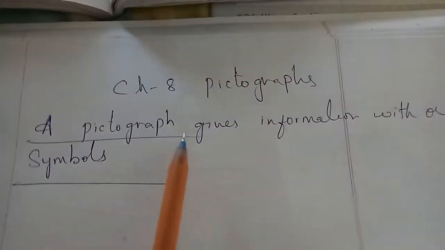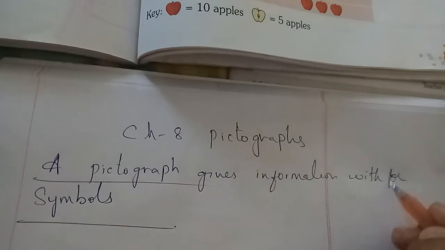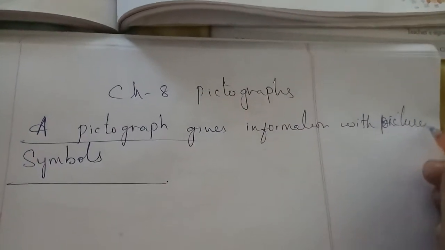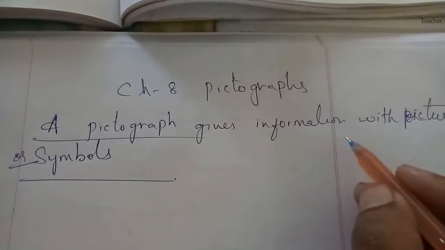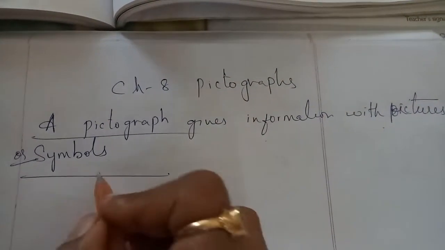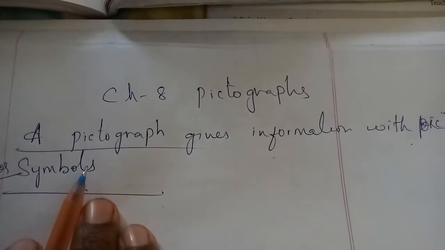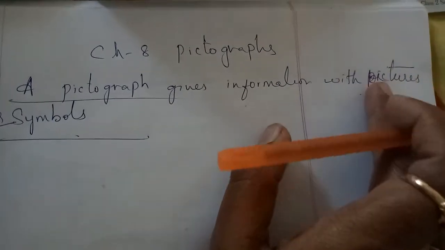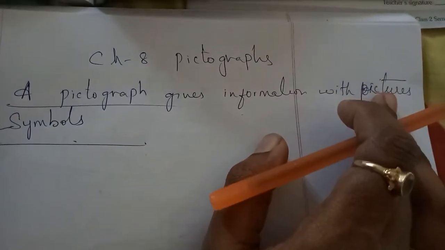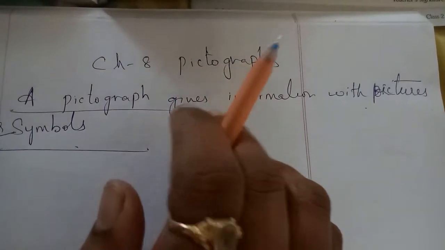A pictograph gives information with pictures or symbols. A pictograph is a way of representing data using images or symbols. Each image or symbol stands for a certain number of things.